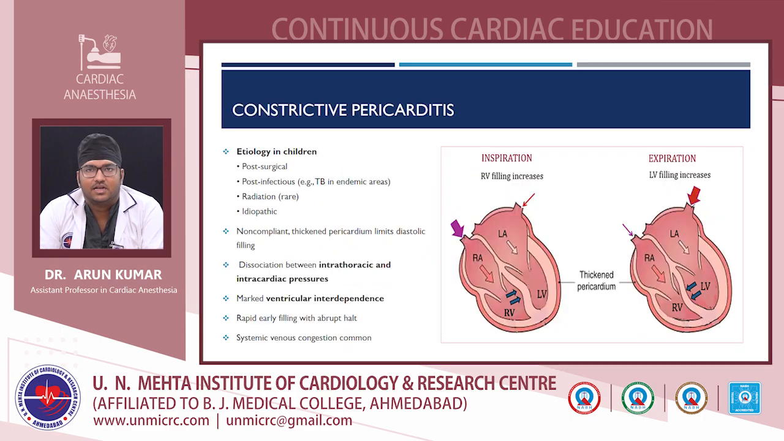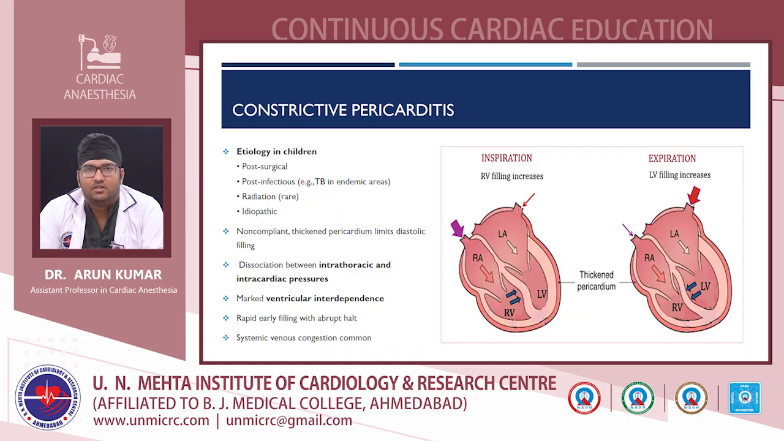Next comes constrictive pericarditis. Constrictive pericarditis in children can be post-surgical, post-infectious, most commonly TB, or due to radiation, or idiopathic, which is very rare. In constrictive pericarditis, we see a non-compliant thickened pericardium that limits diastolic filling, dissociation between intrathoracic and intracardiac pressure, and marked ventricular interdependence, and systemic venous congestion is very common.